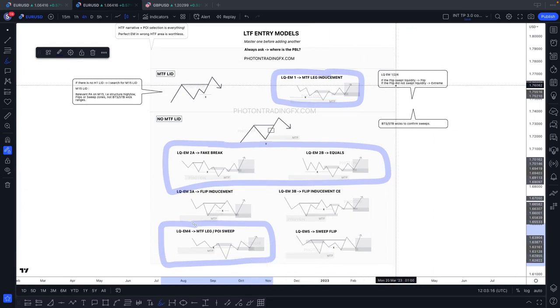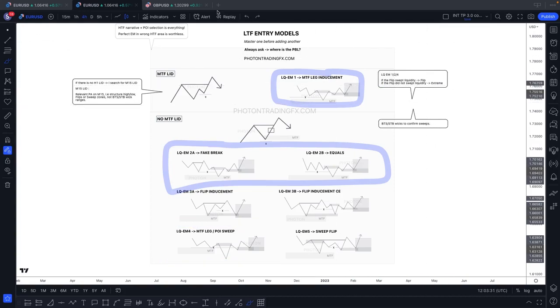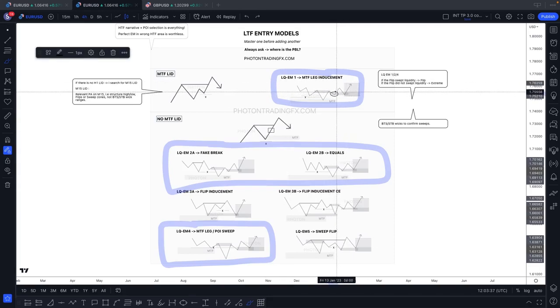In terms of entries, it's like this, as I explain here. If the flip swept liquidity, I take the flip. If the flip did not sweep liquidity, I take the extreme. Simple as that, no need to overcomplicate. So let's go to liquidity entry model number 1. If the flip swept liquidity, I take the flip. If not, I take the extreme.